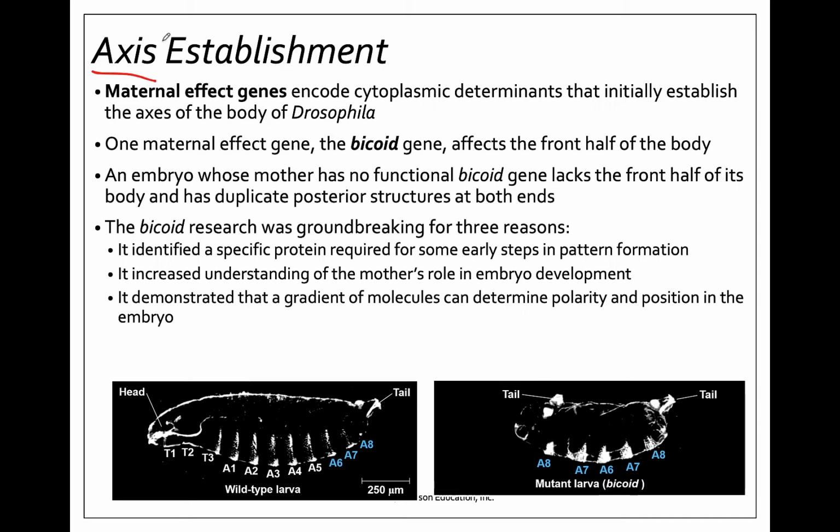The axis of the body determines which end is the head and which end is the tail. And this is a really important first step to figuring out how we're going to position our body patterns. So we have genes that are called maternal effect genes. And these come from the female because the female has the ability to encode the cytoplasmic determinants. So these would be genes that are on in the egg that then result in the formation of the cytoplasmic determinants that we think were on a gradient, with some on one side and some on the other.